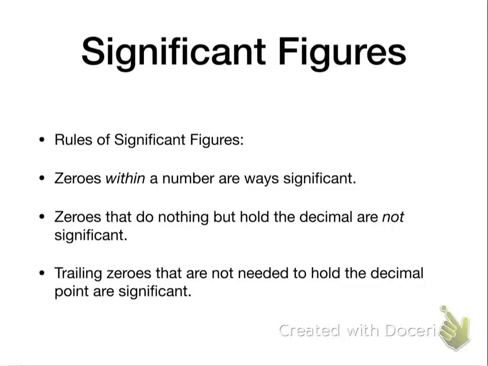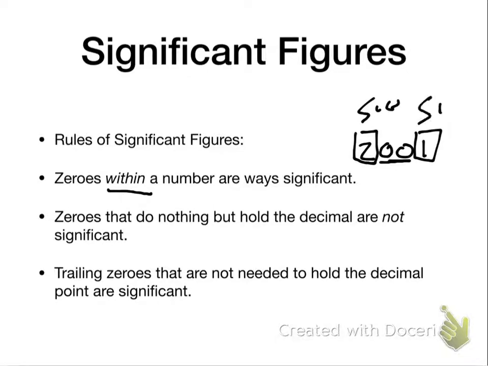The first of which is that zeros within a number are always significant. So what this would look like is if you had a number of 2001 perhaps, these two zeros are within numbers, so they're always going to be significant. The 2 and the 1, those values are always significant. SIG, I know it looks like a 2-year-old wrote that, but it's the best I can do. So SIG, significant, 2 and 1, those are both significant numbers.